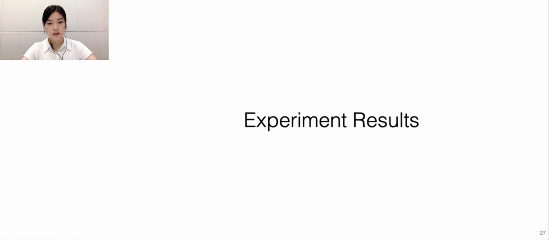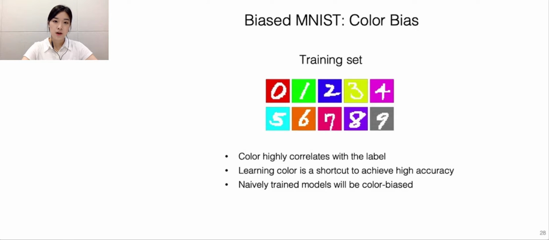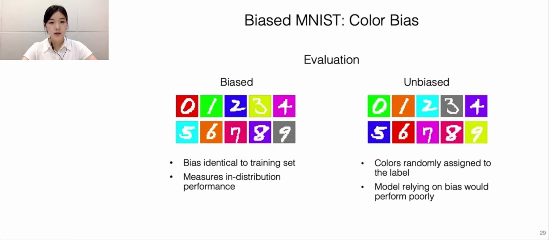Now we share our experiment results. We first validate our model by building a dataset called Biased MNIST. During training, we inject color bias, where each color highly correlates with each digit. Therefore, learning color is a shortcut to achieve high accuracy, and naively trained models would be color biased. For evaluation, we measure both biased and unbiased accuracy. For the biased metric, bias is identical to the training set, and this measures the ability of the models to maintain a high in-distribution performance while generalizing to the unbiased setting. For the unbiased metric, colors are randomly assigned to the label so that models relying on bias would perform poorly.